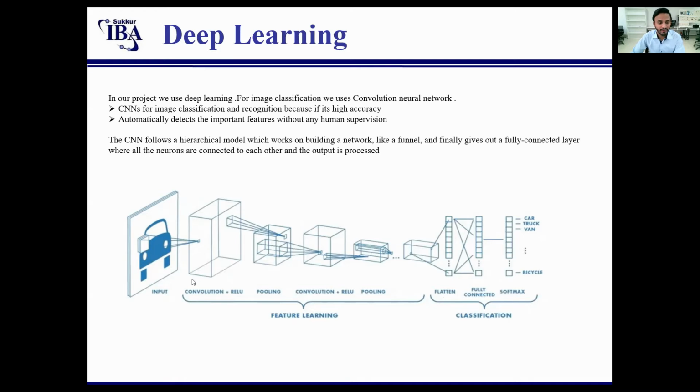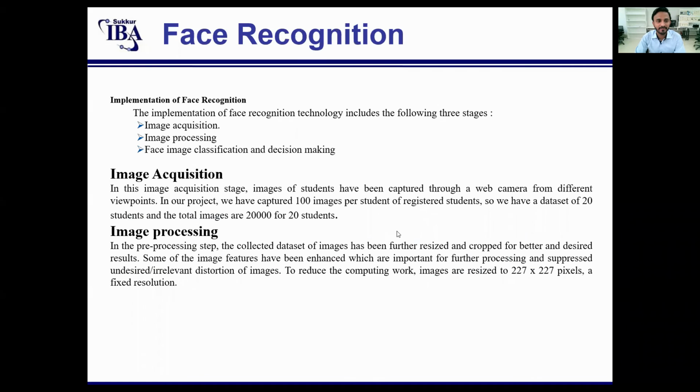In feature learning, we give the input image to the feature learning part. On the basis of the input image, it extracts features from that image, and the extracted features are then passed to the classification. On the basis of the extracted features, it gives us output based on the image, whether it is a truck, a ship, etc.